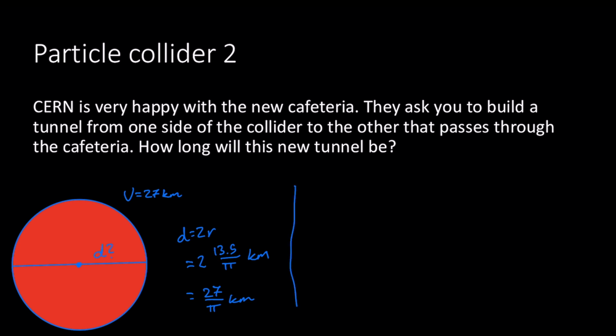The proper way to do this is to use the Umfang. So we know Umfang is 27 kilometers, and we know that in terms of diameter, it's simply pi times d.